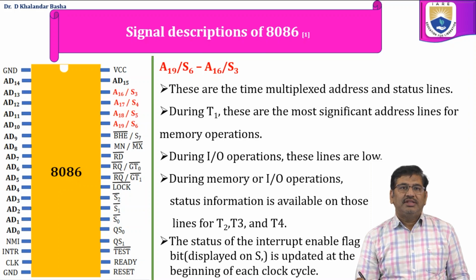During I/O operations, these lines are low. During memory or I/O operation, the status information is available on S6 to S3 during T2, T3 and T4 clock pulses. The status of the interrupt enable flag will be displayed on the status signal and it is updated at the beginning of each clock cycle.